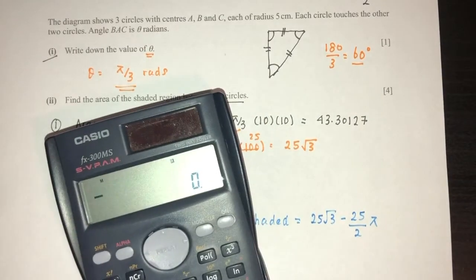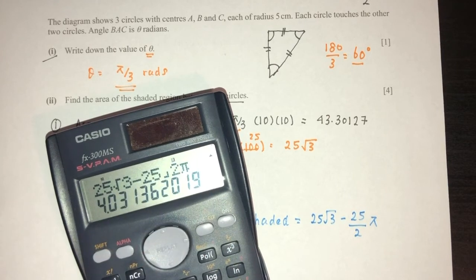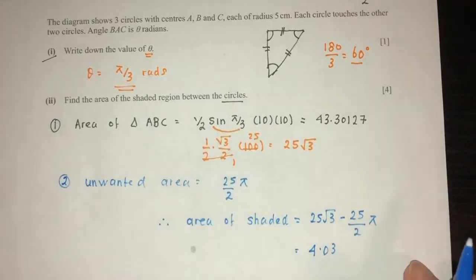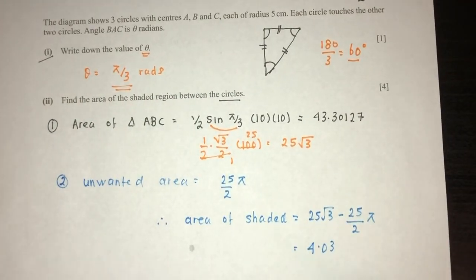So let's find the value: 25 root 3 minus 25 over 2 pi. That will give you 4.03 correct to 3SF. So for non-exact values, you have to write your final answer correct to 3SF. That will be centimeter square for the area of the shaded region.